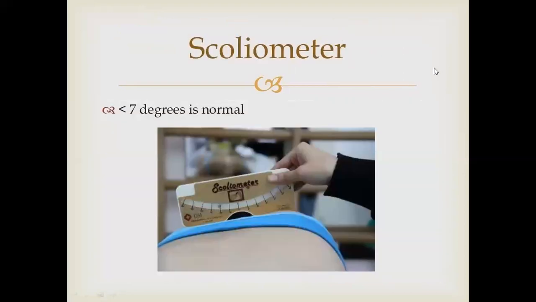Moving on to the scoliometer. It is a device used to measure scoliosis, or the curvature of the scoliosis. Below 7 degrees is a normal curvature that can be treated with exercises and rehabilitation.